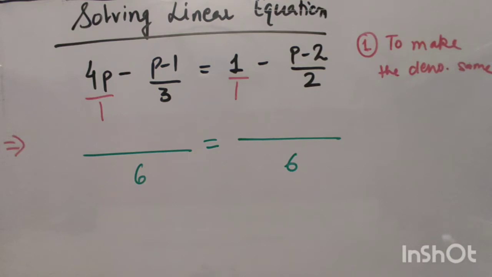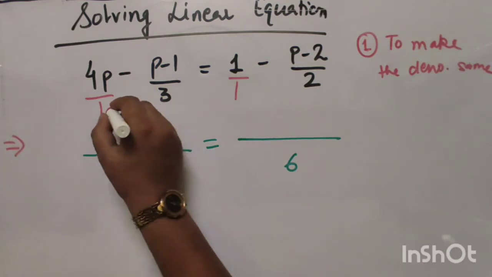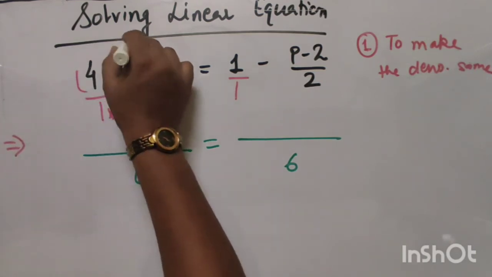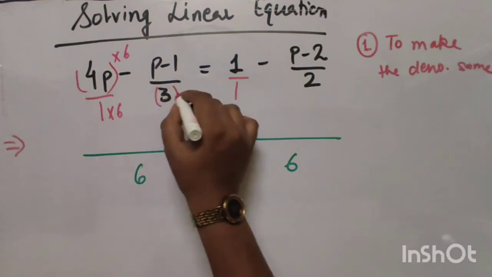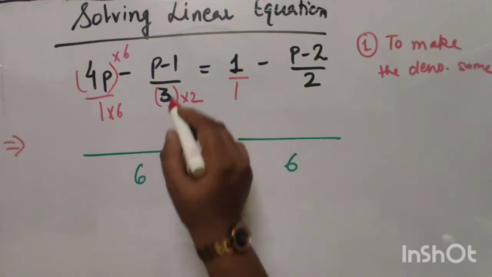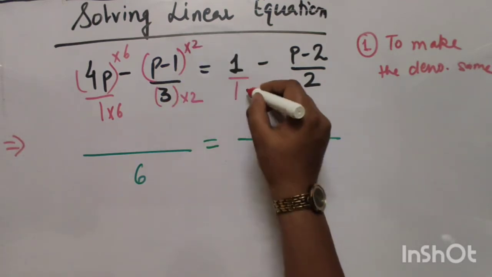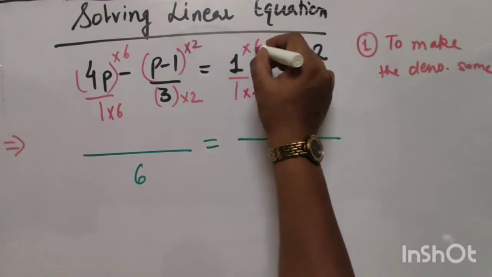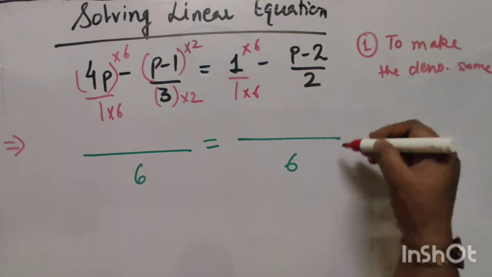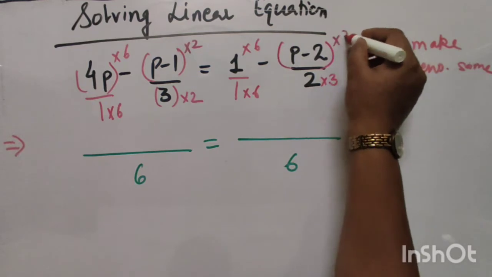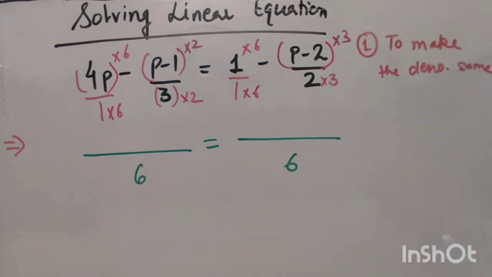Now since I have changed the denominator, I have to change the numerator as well. Here it will be multiplied by 6, and here also multiplied by 6. This one is multiplied by 2 to become 6, so the numerator will also be multiplied by 2. Same procedure here: it is 2, to make it 6 I have to multiply by 3, similarly we will multiply the numerator by 3. Now we are going to write the numbers.